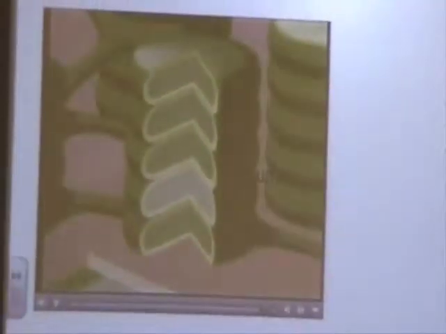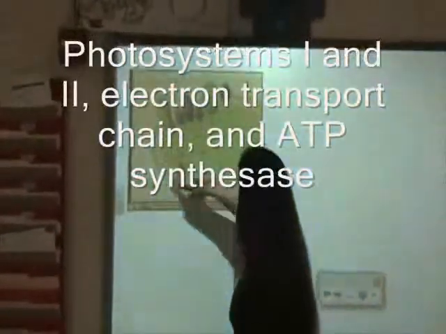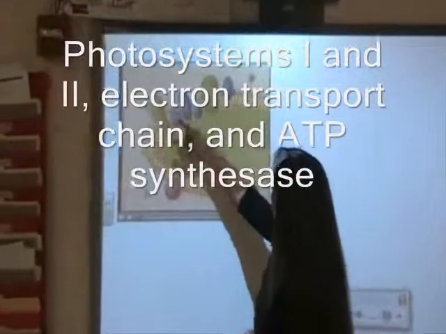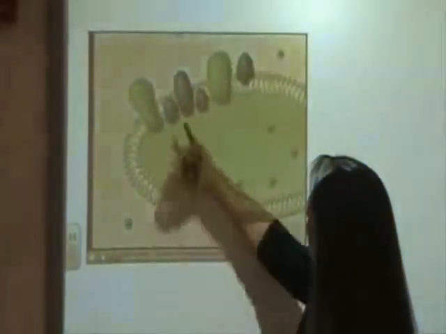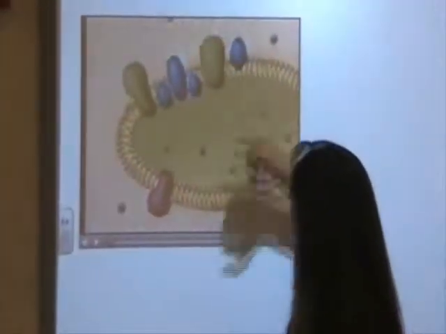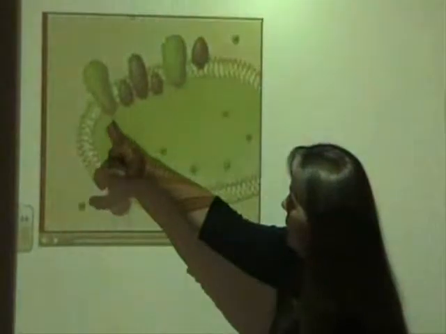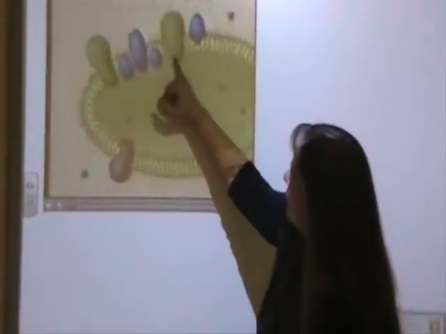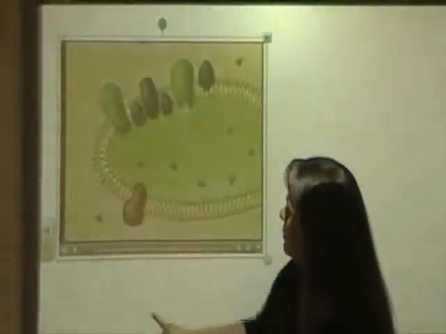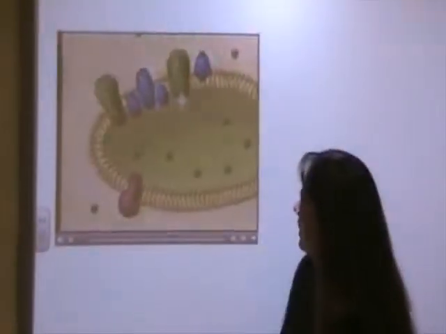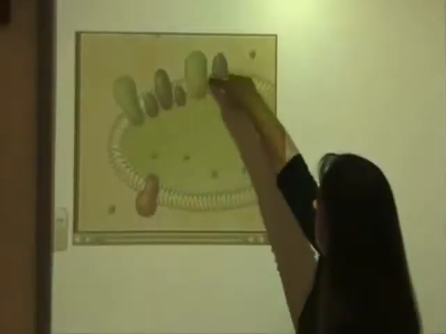Lumen, that's not a term that you need to know. Inside the thylakoid membrane, we have a series of photosystems. We have an electron transport chain, and we have ATP synthase. You do need to remember those. There are two photosystems. This is photosystem 1. This is photosystem 2. ATP synthase, electron transport chain.